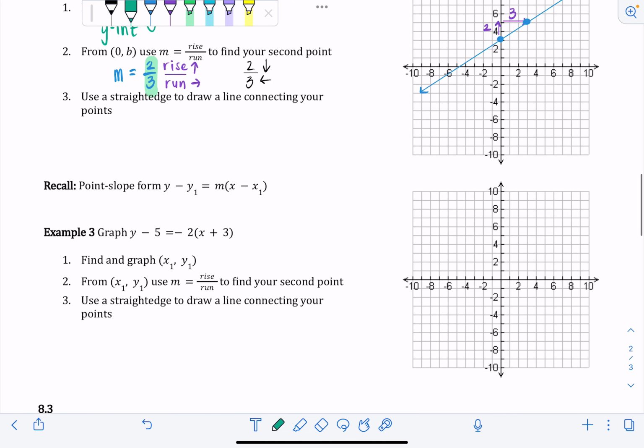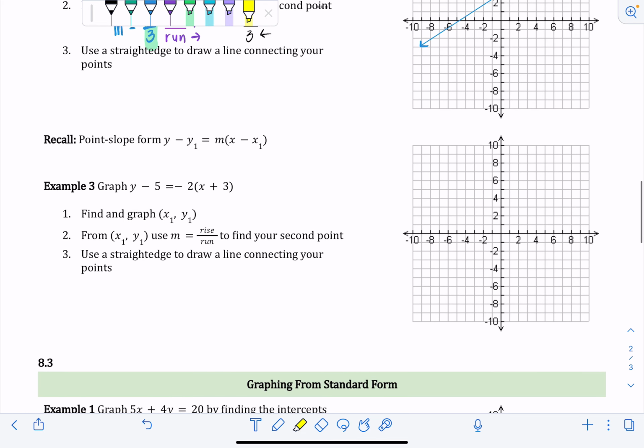Okay, so example 3 is point slope form. So here's our formula for point slope form: y minus y1 equals m times x minus x1. The steps are a little bit different, so maybe grab another sticky note, another little note card to keep track of these steps. So step 1 says find and graph x1 and y1. If I compare the formulas, y1 is right here, it's the part that's being subtracted from y. And then x1 is right here.